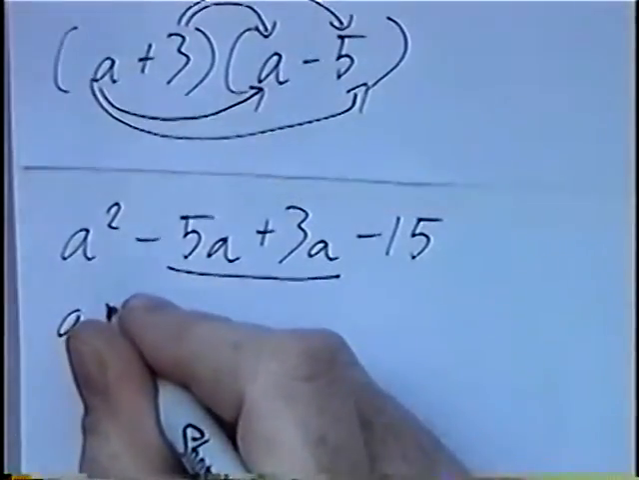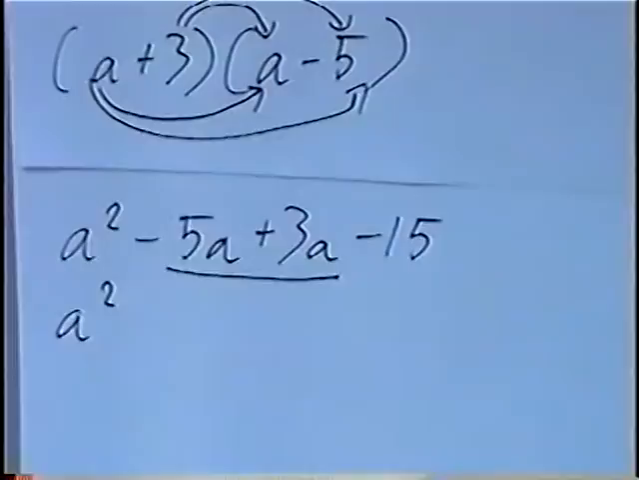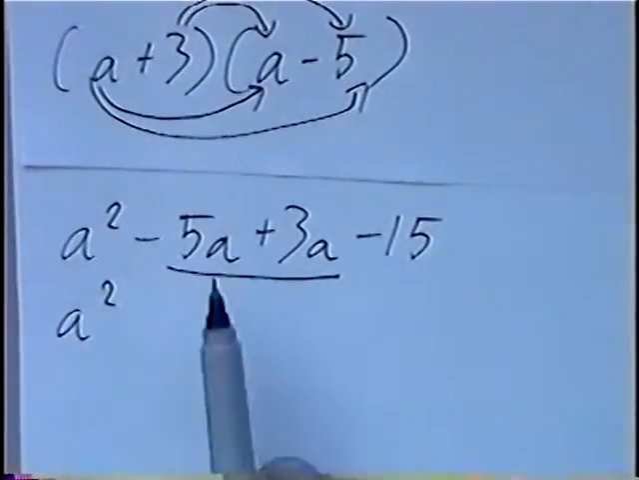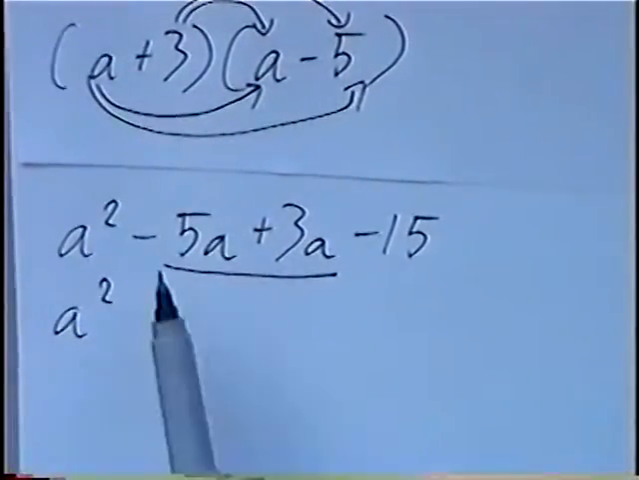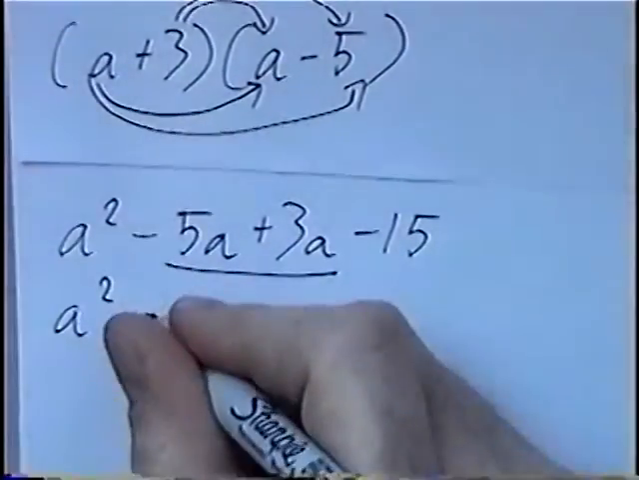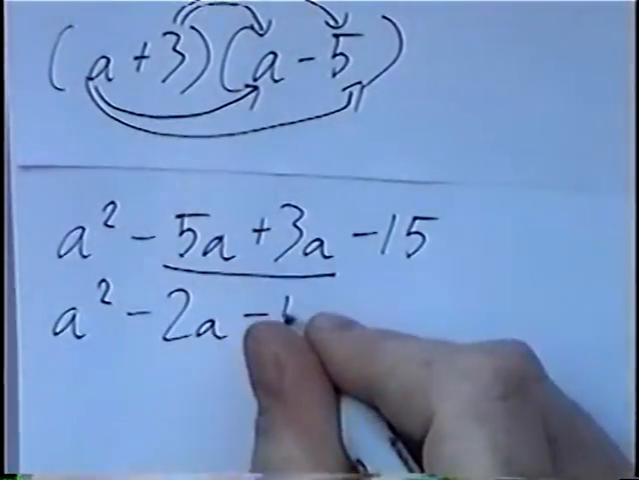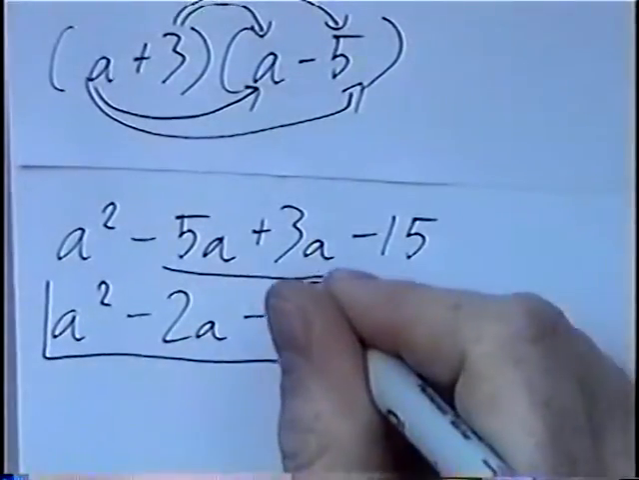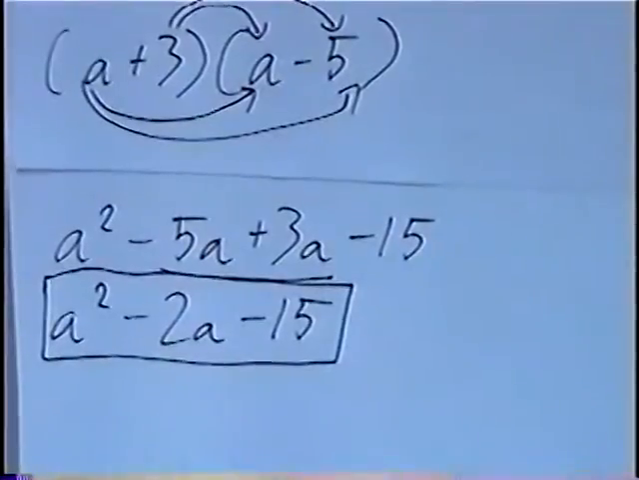A squared would stay the same. Negative 5a plus 3a. Different signs, negative and positive, will end up subtracting. 5 minus 3 would be 2. The 5 is bigger, so it'll be a negative 2a. Minus 15 would stay the same. So our final answer after multiplying using FOIL, a squared minus 2a minus 15.